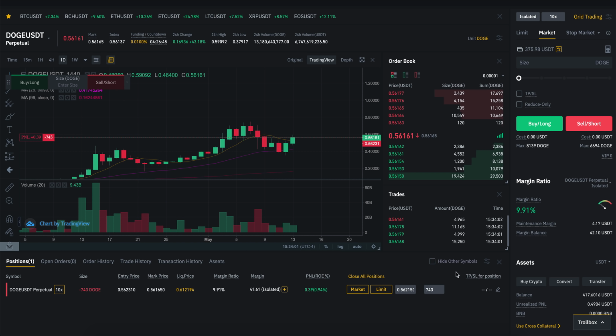So our stop loss, let's say we entered right here at 56 cents. And just so you know, guys, this right here will tell you everything you need to know about your open order. It will tell you your liquidation price, which is 61 cents.